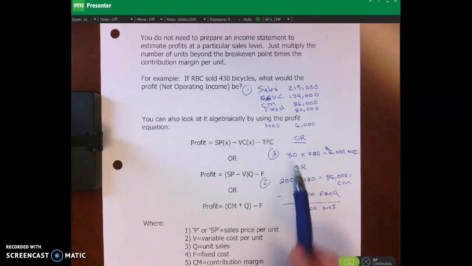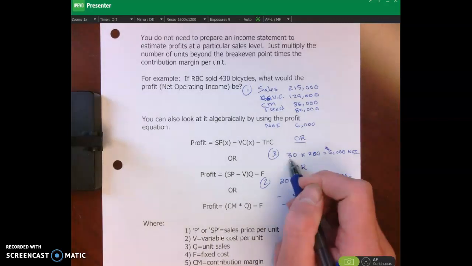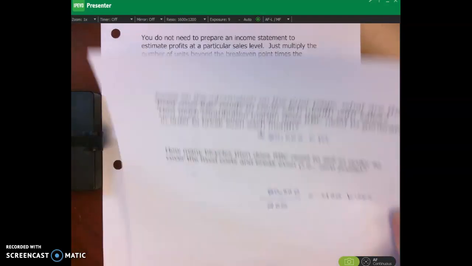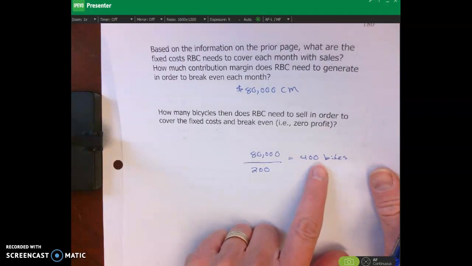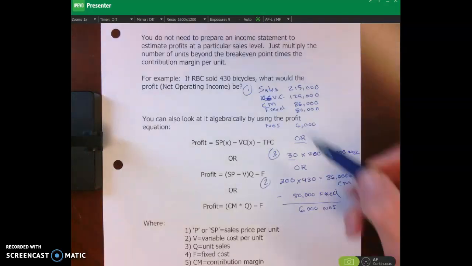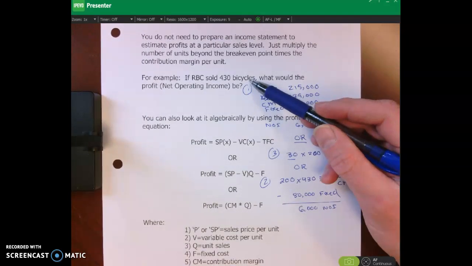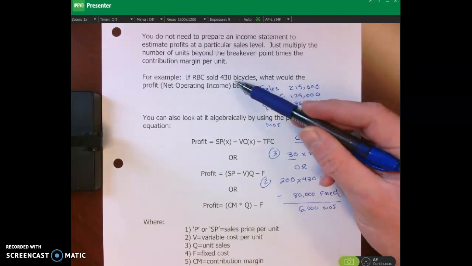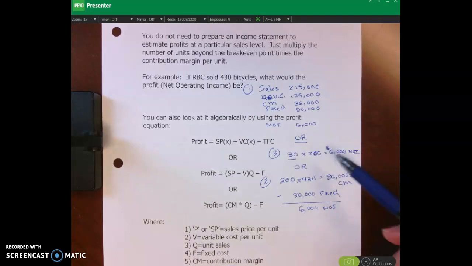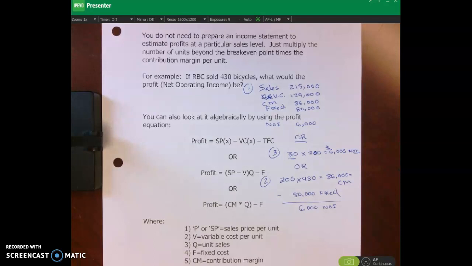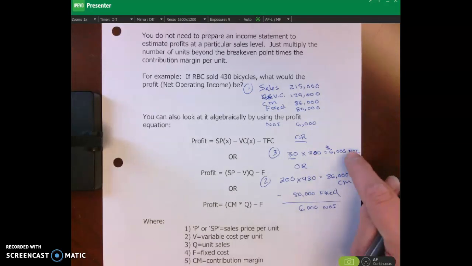The other way I can do it is I can say, all right, 30. How did I get 30? Well, if we look at the prior problem, we said that break even was 400 bikes. 430 is 30 bikes beyond the break even point, right? 430 minus 400 gives us the 30. And then I can multiply that times 200, which is my contribution margin per unit. And that gives me $6,000 net operating income.